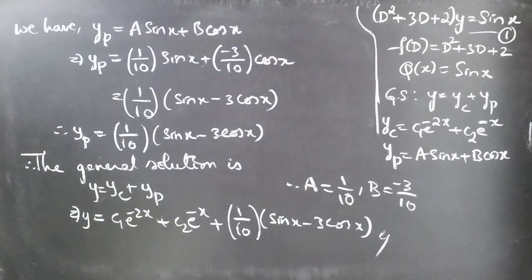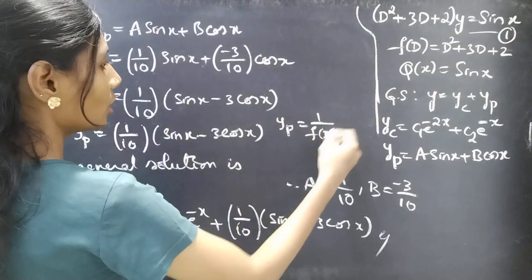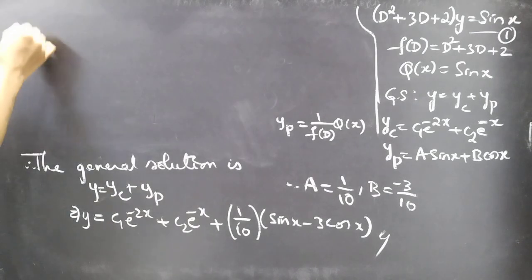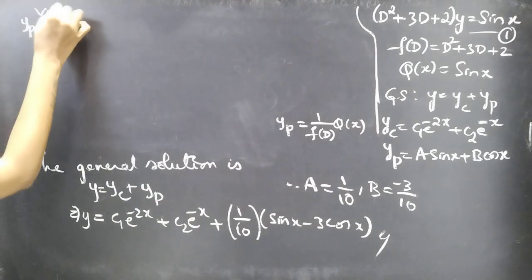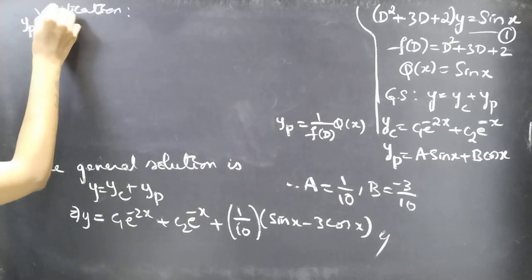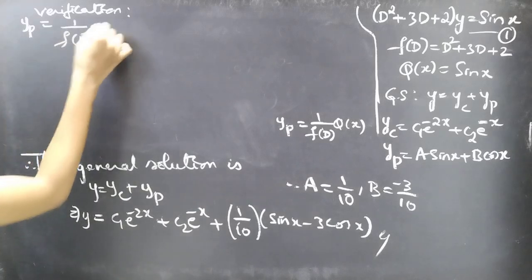Well, we got yp, but you may have some doubt whether yp is correct or not, right? So for that, we can just verify it using the formula 1 by f of d into q of x. You can use this formula and verify the answer. Okay, let's check it out. Verification. yp equal to 1 by f of d into q of x, right?